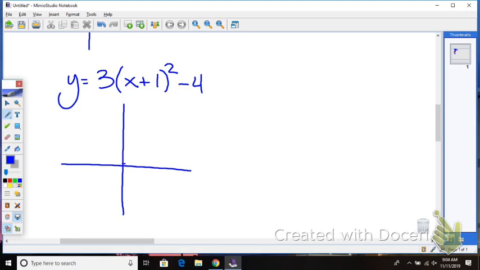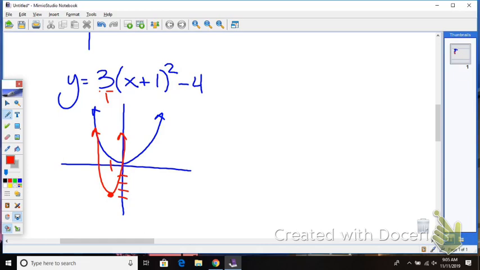So here's my original, and I'm only drawing my original so I can show that my new graph is narrower than this. So the plus 1 tells me I'm going left 1. The minus 4 tells me I'm going down 4 for my vertex. And then the 3/1, up 3 over 1, means it's going to be narrower. So I'm just going to draw something that looks like that. That looks like it's narrower than the original. Okay?